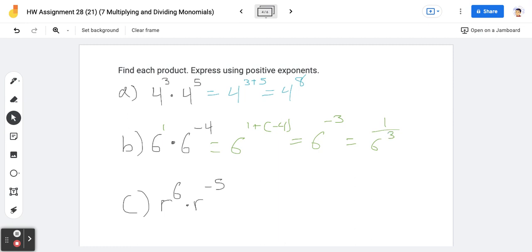Last one. r to the 6th times r to the negative 5th. Well, that's r to the 6 plus negative 5, which is going to be r to the 1st, or I could just say r.